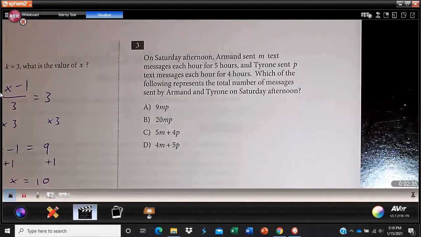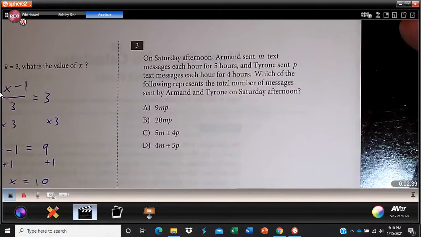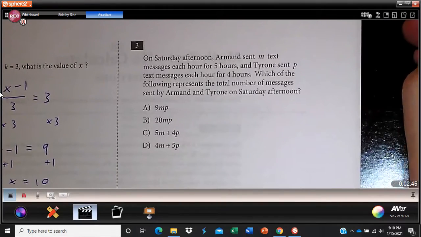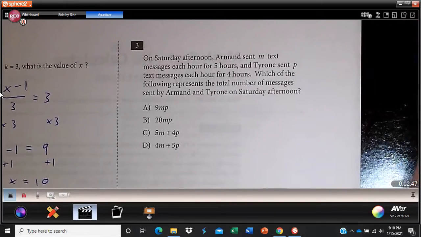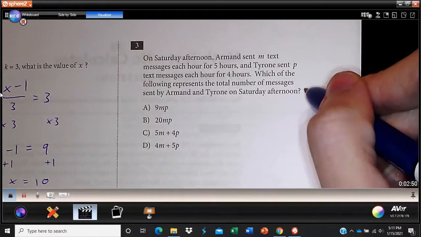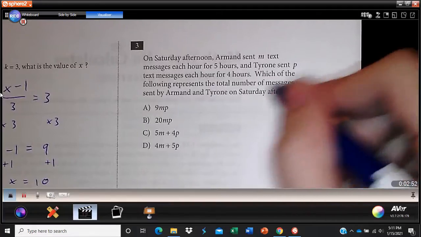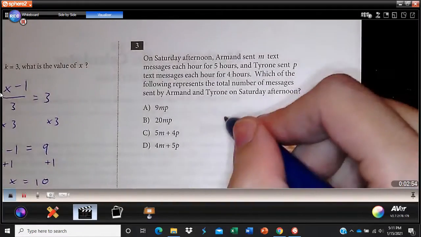So now we're going to come to question 3. On Saturday afternoon, Armand sent M texts. I'm just going to skip ahead. Which of the following represents the total number of messages sent by Armand and Tyrone on Saturday afternoon? Okay, so that's the actual question. So now I need to figure out how many texts Armand sent and how many Tyrone sent.